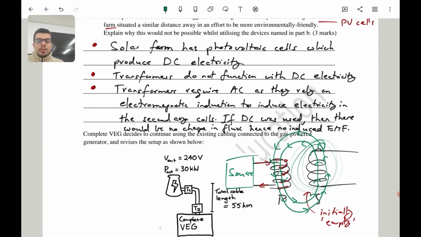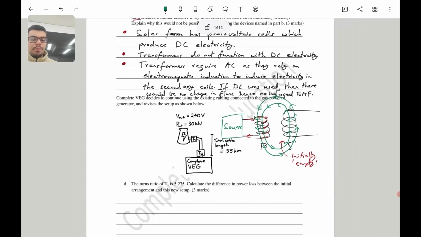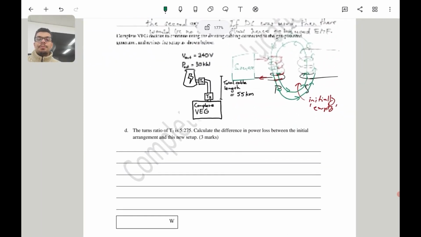This process is very similar to processes like wireless charging, for example. Your smartphone could be wirelessly charged. That too uses this process. And you require AC electricity for that, for there to be a change in flux. All right, so moving on.